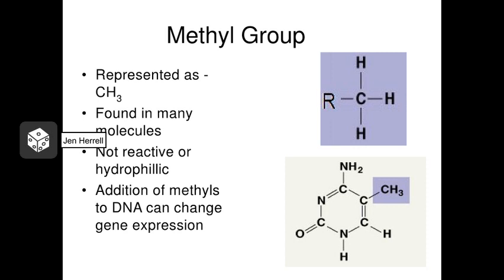Now, last but not least, we have the methyl group. Methyl groups consist of a carbon bound to 2 or 3 hydrogens, depending on how it's formed, and then it will be bound to something else. There's that R. Here we have a methyl group attached to this carbon ring. Now, methyl groups are the most common functional group in organic molecules because of that carbon. You find them all over the place.